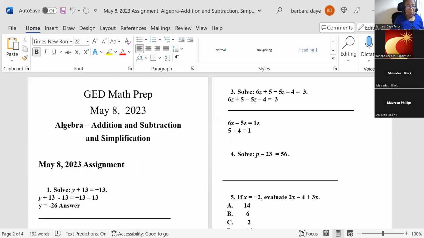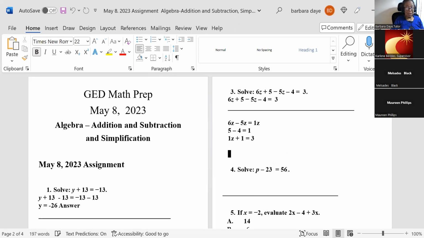Okay. So now we've taken care of the left side. So let's just put this together. We have 1z plus 1. And on the right side equals 3, right? Yes. Now we have another step. We have some constants we need to get together. What are those constants?